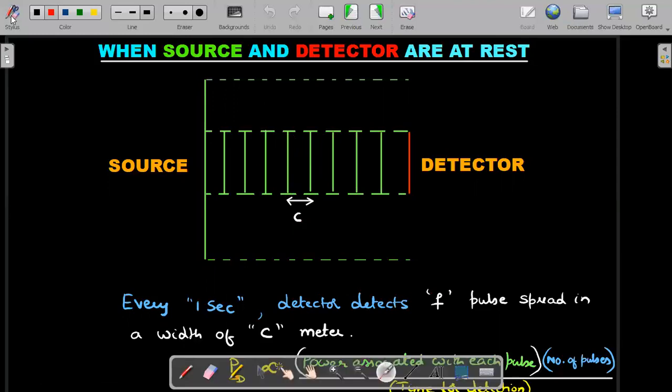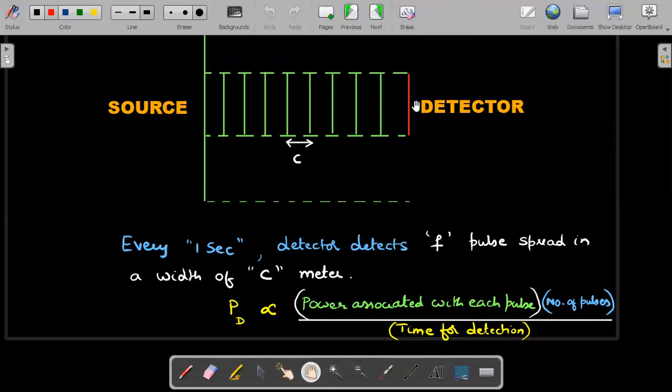Now, every 1 second, the detector is at rest, so it will just stay there. In every 1 second all these f pulses will hit it, and the gap of that c meters would be detected by it, and then the power detection happens.